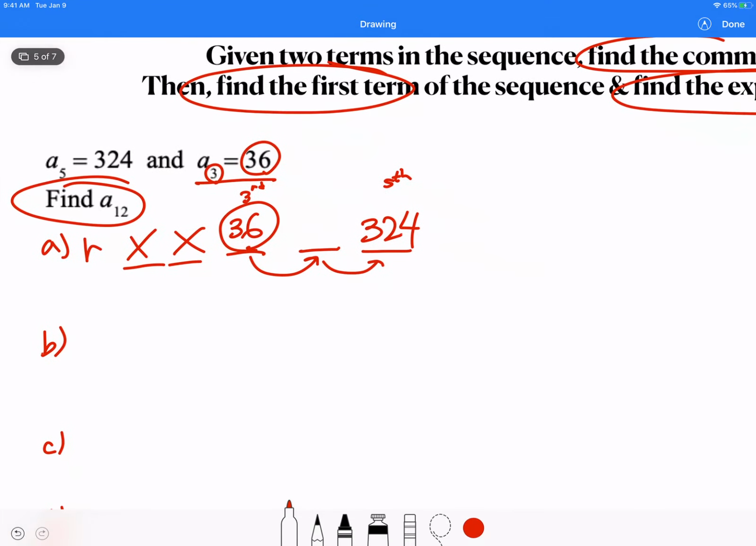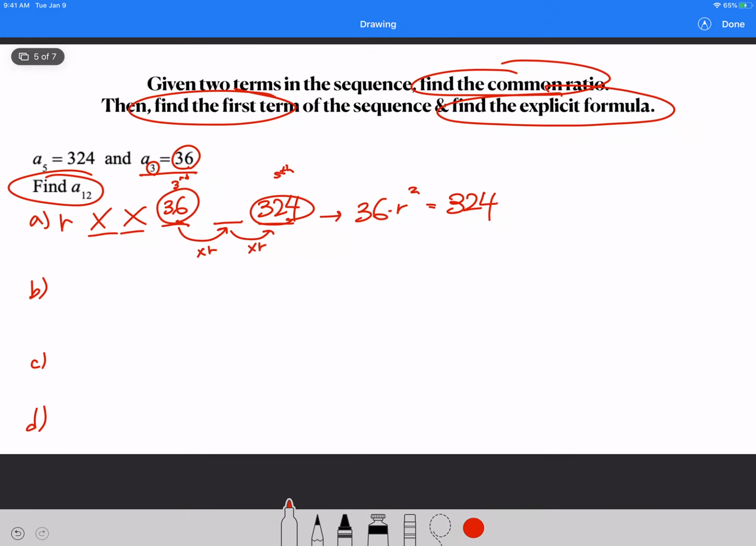So what that means is 36, my third term in the sequence, times R twice, in other words times R squared, gives me my designated fifth term, which is 324. Now, if I have it in equation format, it makes it so much easier to solve. Divide both sides by 36: R squared is 324 divided by 36, which is 9, and then I get R to be positive 3.